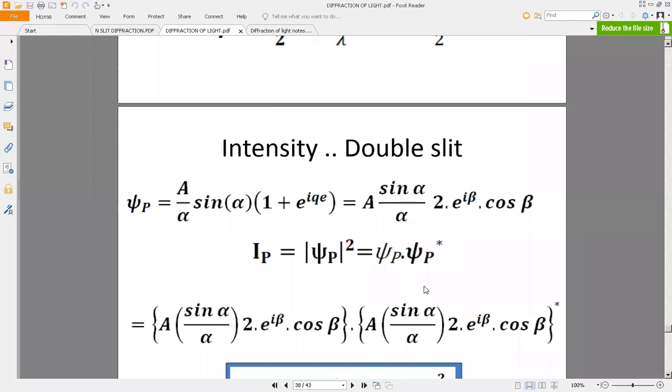That's why you need to take the complex conjugate, that is psi p star. So when you multiply psi p with psi p star, you are going to get the real quantity. What you have to do for getting the psi p star?